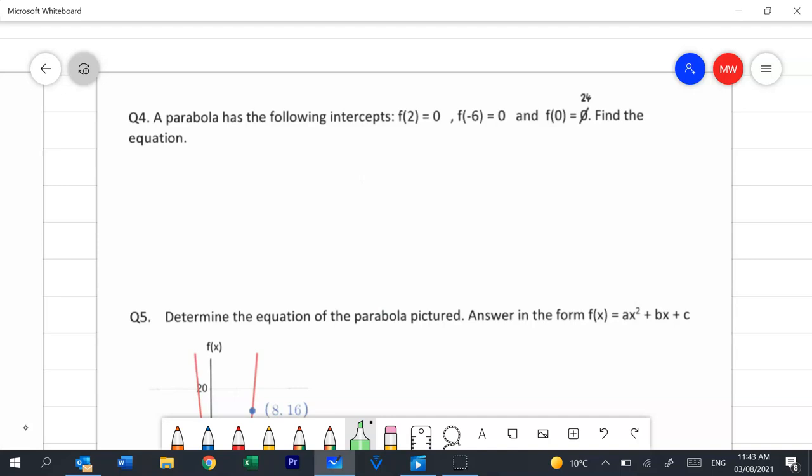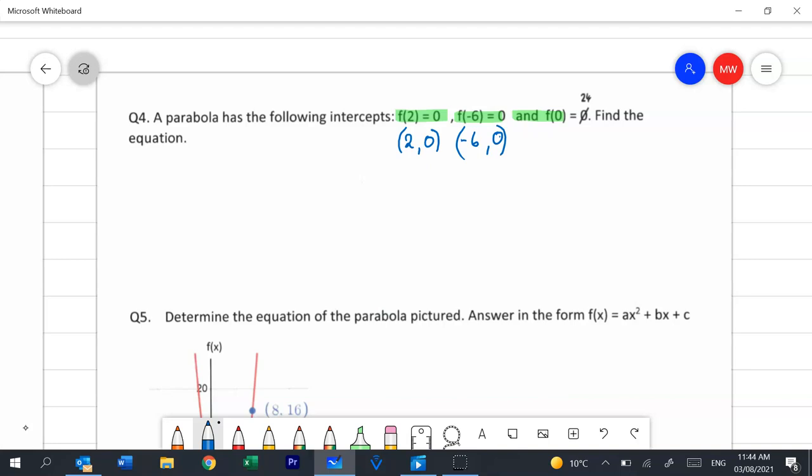This time we've got a parabola. And this time it's written in function form. So we've got this unusual format here, which is new to methods. Okay. And what this is basically saying is this f(2) is when x is 2, y is 0. So we can see that's an x-intercept. Again, here where x is minus 6, y is 0.